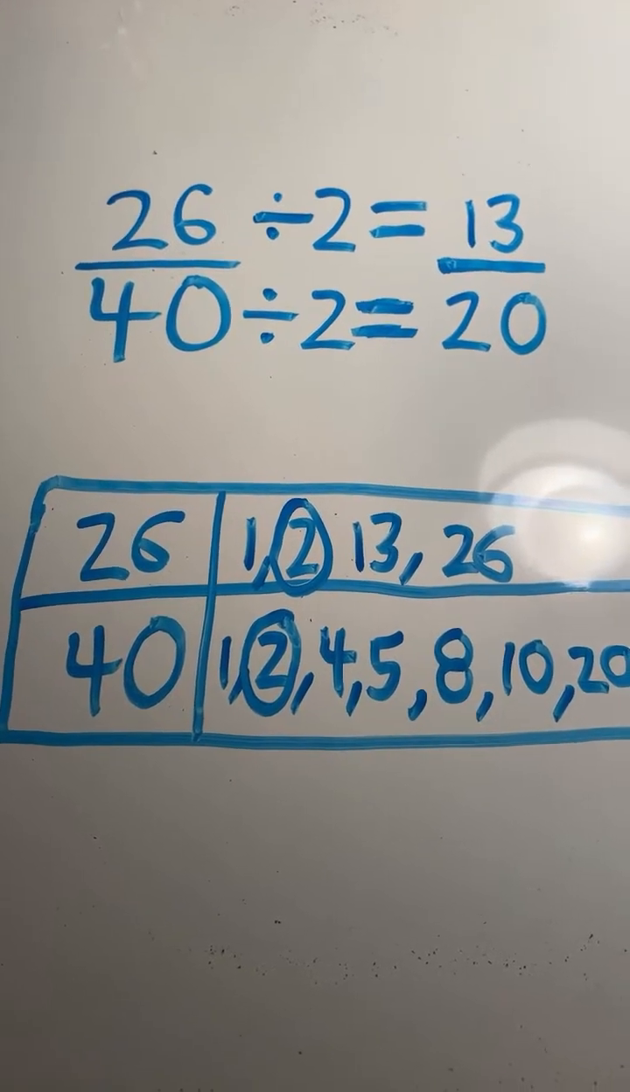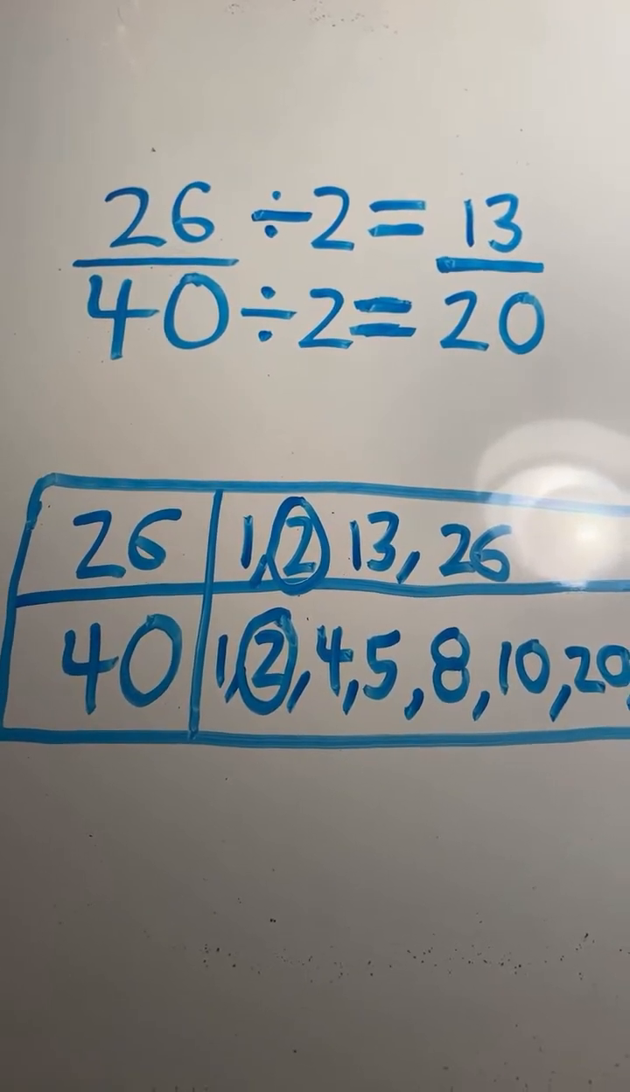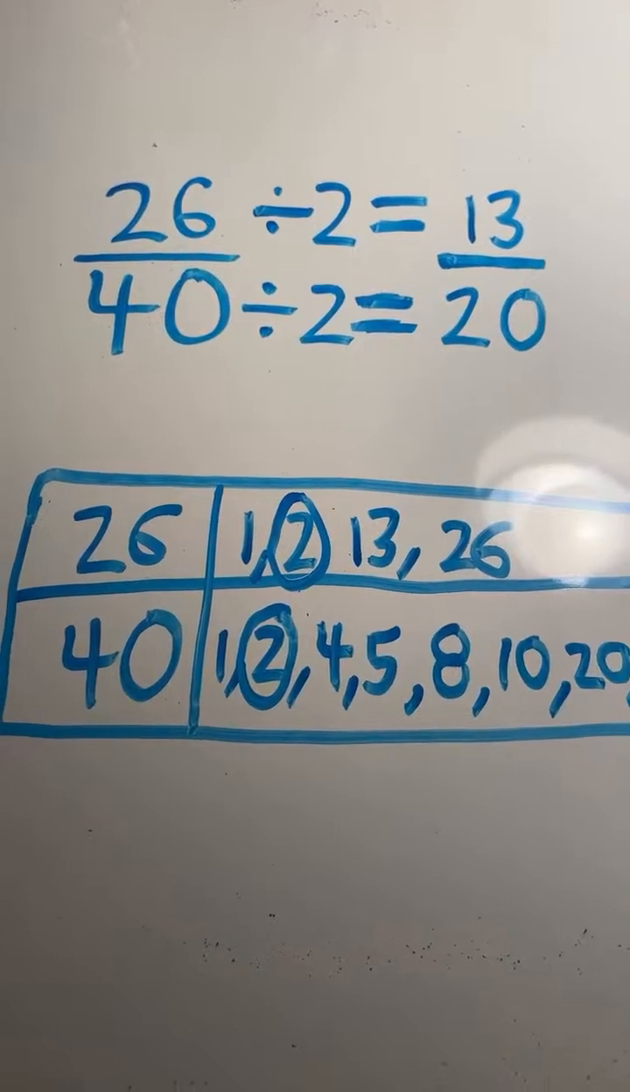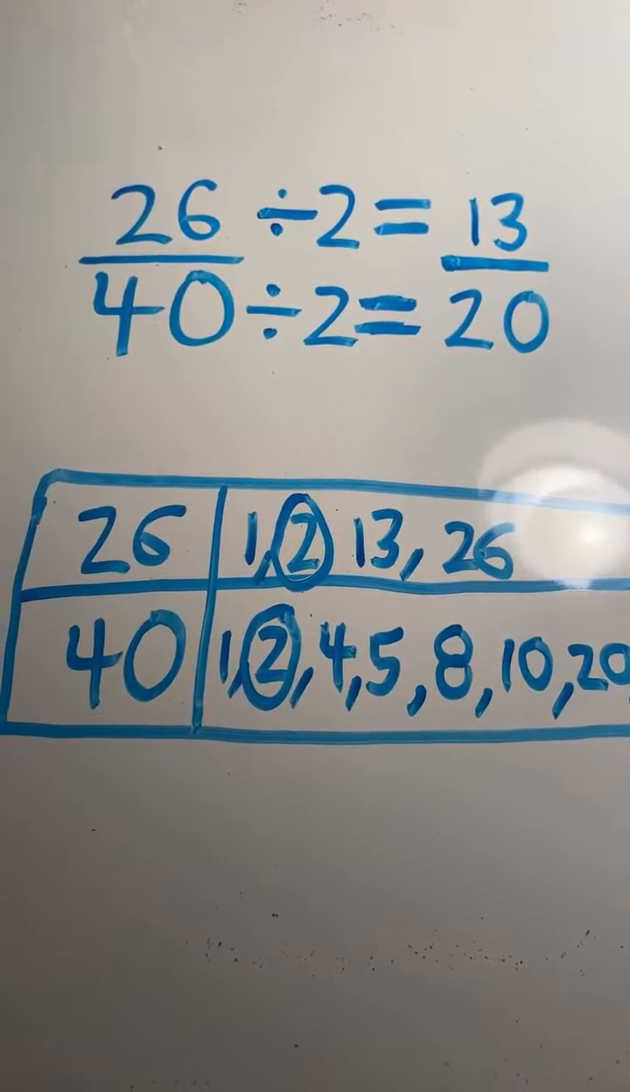And we have our answer. We have our final answer. 26/40ths reduced to lowest terms equals 13/20ths.